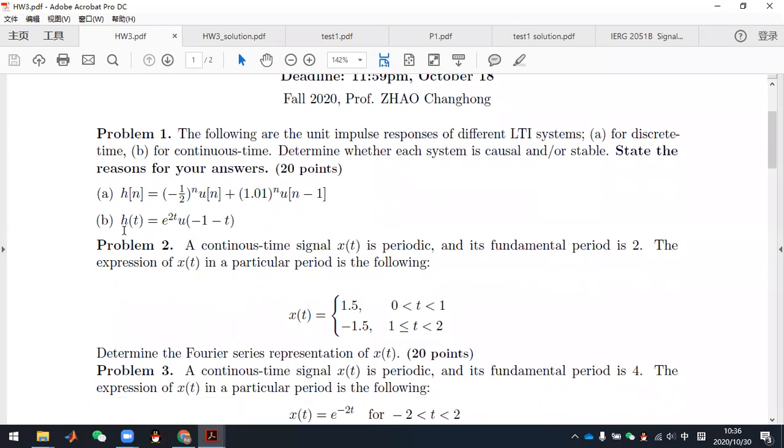And then we look at problem B to see whether the system is causal. We just need to give a counter example. For example, when t is equal to minus 2, u of minus 1 minus minus 2 is u of plus 1. So u of 1 is equal to 1, and e to the power of 2 times minus 2 is e to the power of minus 4. So h of minus 2 is equal to e to the power of minus 4. It is not zero. So the system is not causal.